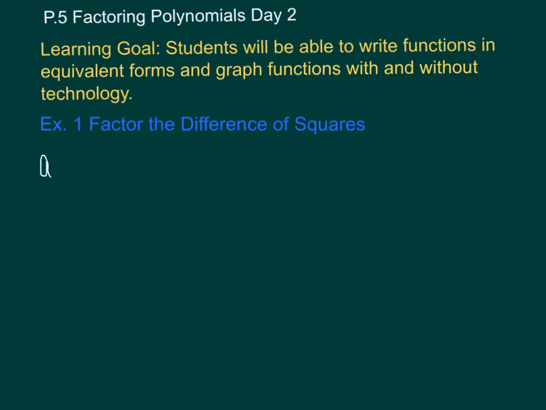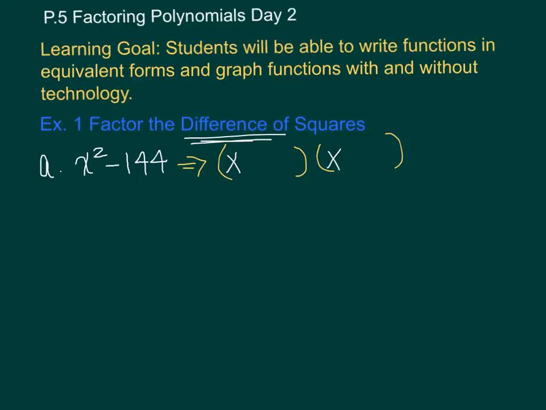So example 1a, we have x squared minus 144. And all of these are different, so you're going to see minus or subtract. And so basically you square root x squared, which would be x and x, and you square root 144, which is 12. But one has to be positive and one has to be negative.